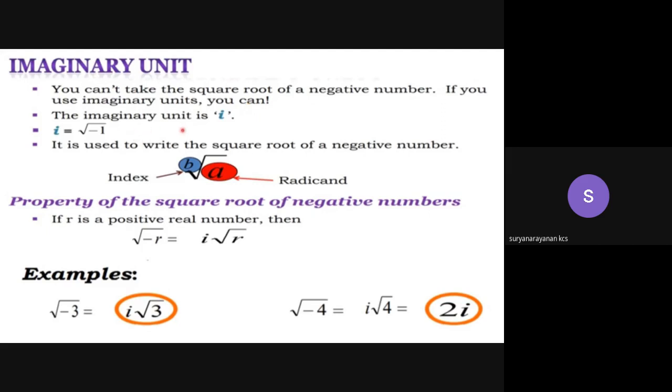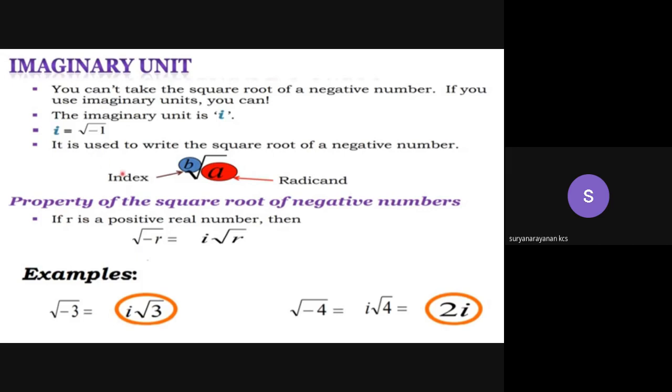The imaginary unit is i. This small letter i denotes the square root of -1. Okay, my dear children? i is equal to the square root of -1. Throughout this chapter, remember this point. i is equal to the square root of -1. This is called the imaginary unit. It is used to write the square root of a negative number.